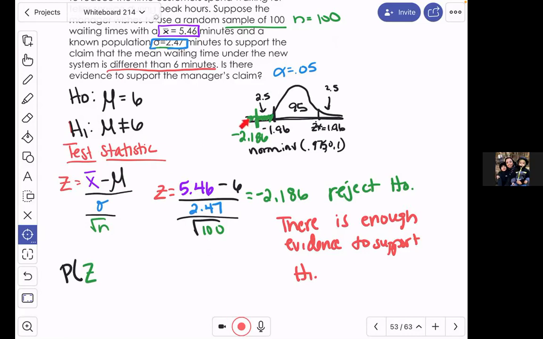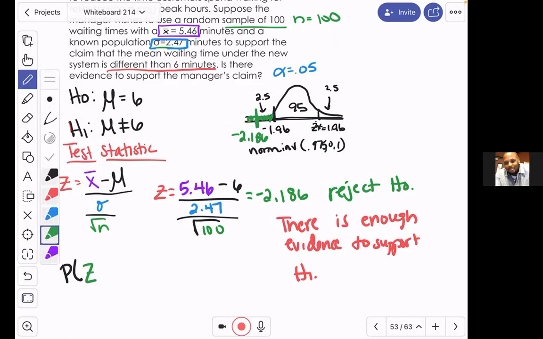Do I go to the left or do I go to the right? To the left. So what this is really saying is getting a value less than or equal to negative 2.186. We know how to calculate this value, by the way, because we've done it before: we're calculating the area on a standard normal curve.